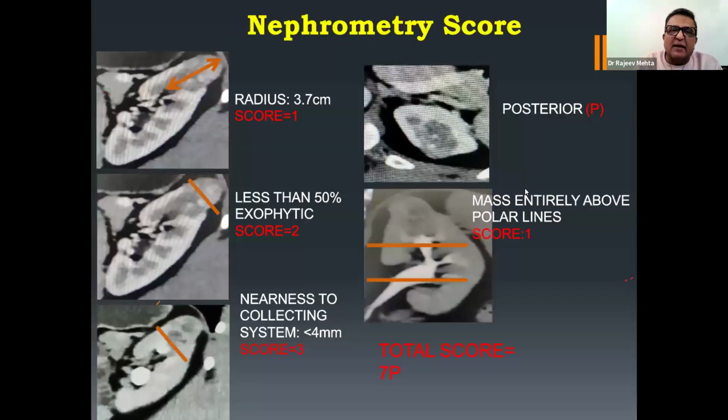So let's see one example. This is the case which, as I showed earlier, was incidentally detected. The maximum radius on any plane is not more than 3.7 centimeters, less than 4, so scoring is 1. It is less than 50% exophytic, so the score becomes 2. Nearest to the collecting system, you can see over here, the tumor is almost abutting the upper pole calyx. There is no demarcation, not even 1 mm distance between the mass and this. Hence, the scoring is 3.